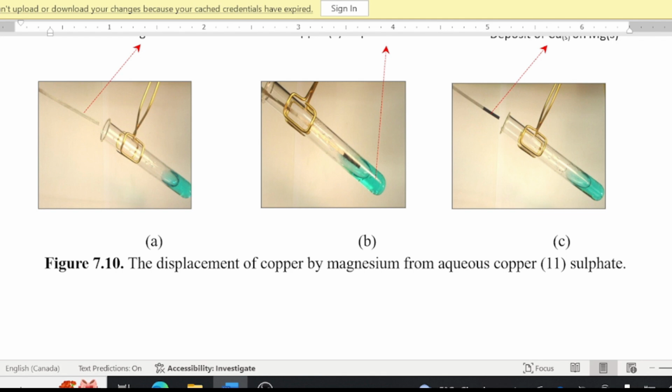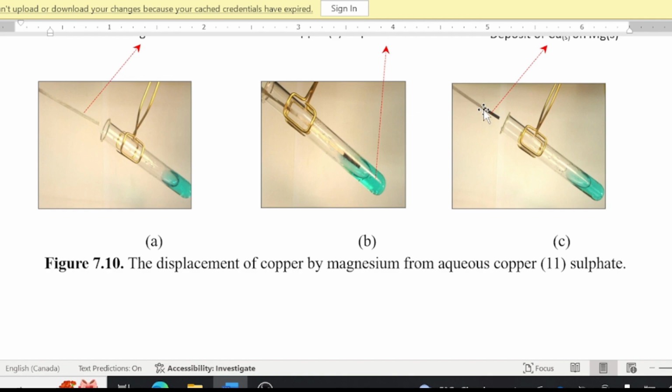If we want to know if an element is more reactive than another element, in this case, if magnesium was more reactive than copper, we take a strip of that element, which in this case is magnesium, and we get an aqueous salt solution of the other one, and we dip the metal strip inside, remove it and observe. If a coating is formed on the strip that you're testing, it means that this metallic strip is more reactive than the metal from which this aqueous solution was formed, in this case copper.